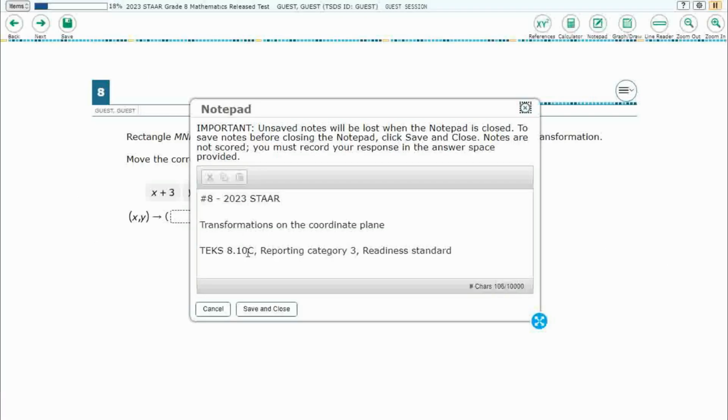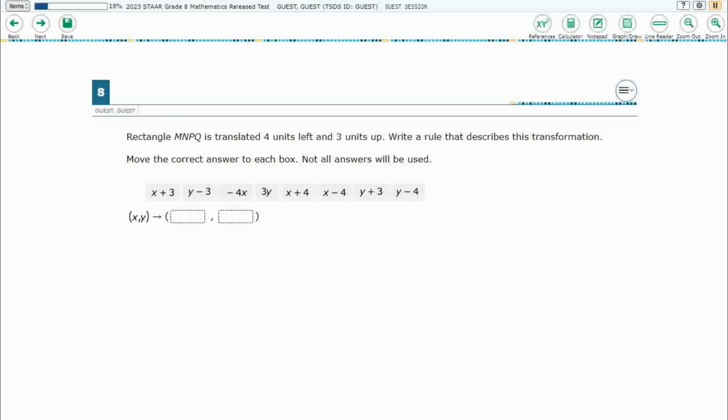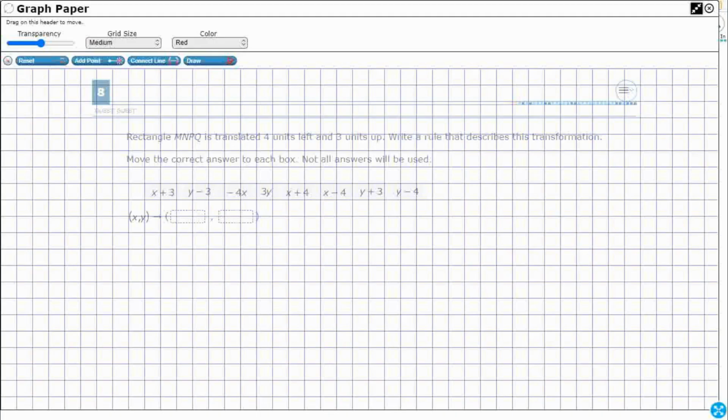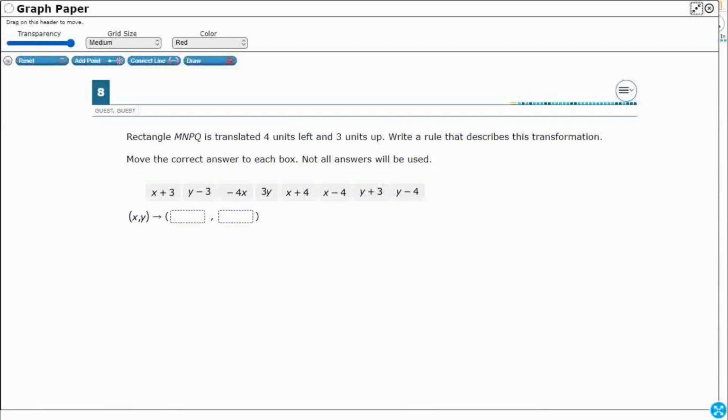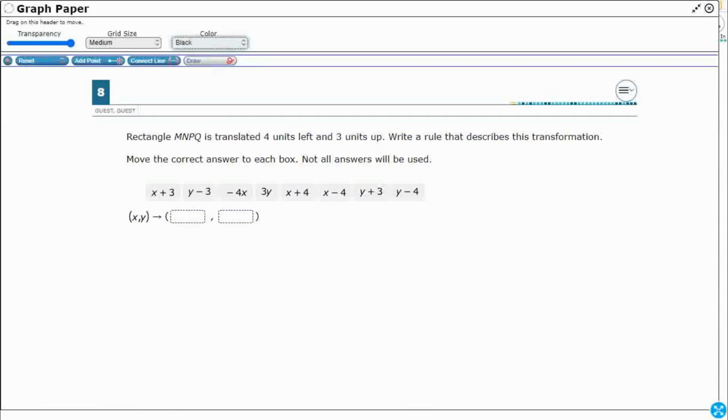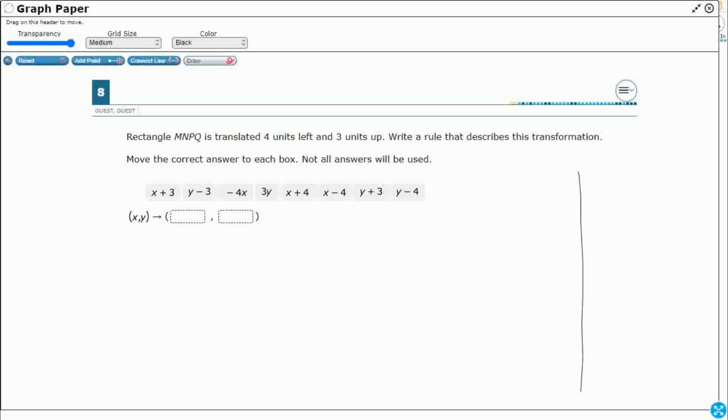For number 8, we are looking at transformations on the coordinate plane. This is a readiness standard in reporting category 3, TEKS 8.10c. But there is no coordinate plane for us. We just have the mathematical representation, or the rule, to describe this transformation. So let's visualize it. Let's say we've got a coordinate plane. We don't necessarily need to plot it because they don't give us any x or y coordinates. So let's make our coordinate plane right here, and put our rectangle right there. And this is going to be M, N, P, Q.